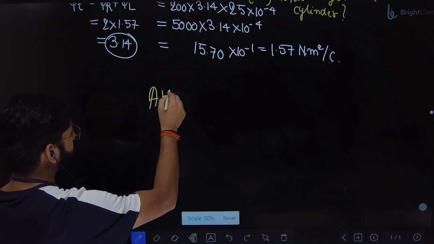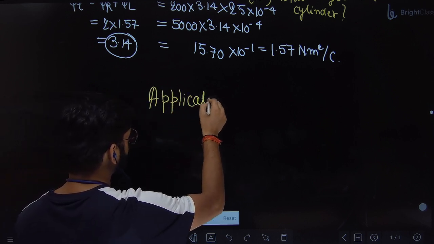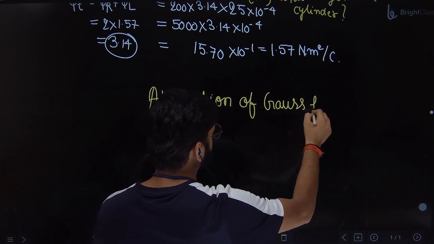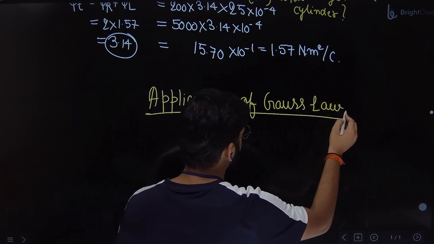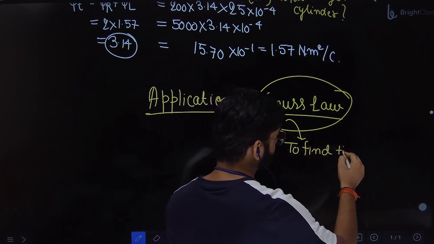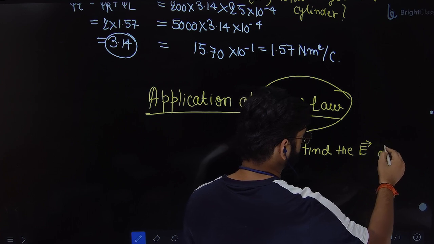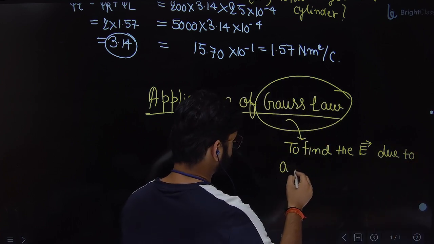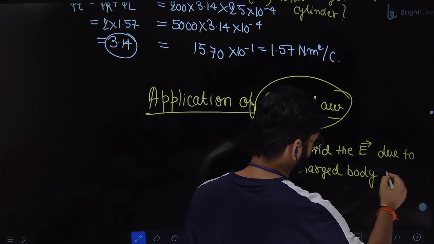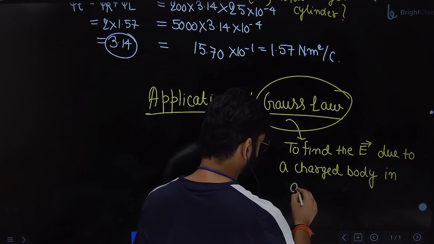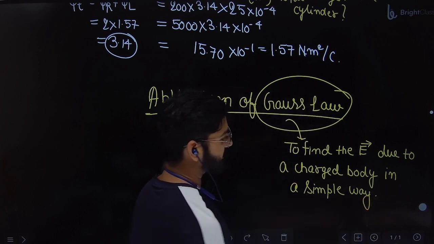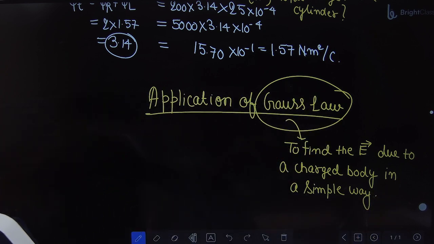So the heading is application of Gauss law. Like I told you, what is the application? You can write down: to find the electric field due to a charged body in a simple way or simple method. That is basically the application of Gauss law.